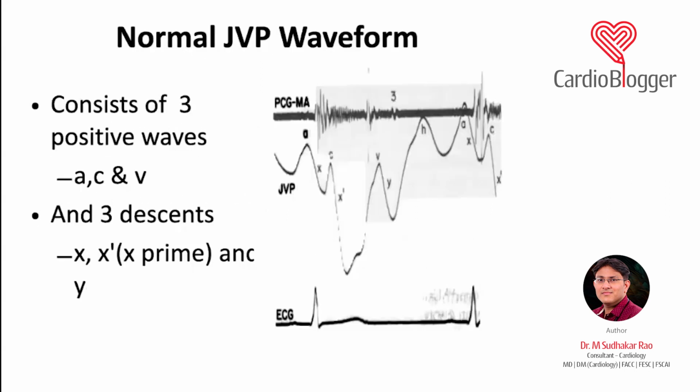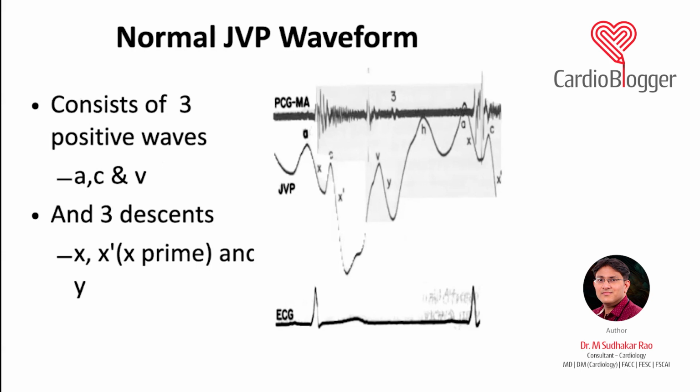So the three waves which are positive waves are A, C and V, and the descents are X descent, X dash. Even if you don't remember X prime, it is okay because it is not much important. But X and Y descents are very important. As compared to the cardiac cycle, where does A come? A is pre-systolic. So A is a diastolic event. Then we get the X descent.